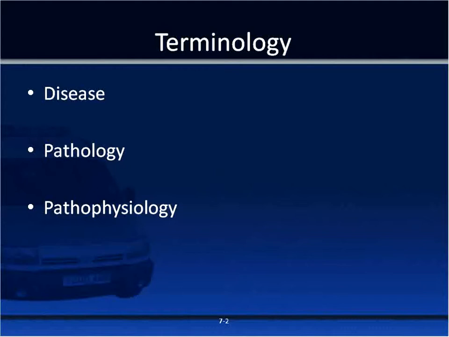Well, we were talking about in the last chapter, anatomy and physiology, which is the study of the body's normal structure and function. Disease is an abnormal condition in which the body's steady state homeostasis is threatened or cannot be maintained. Pathology is the study of disease.